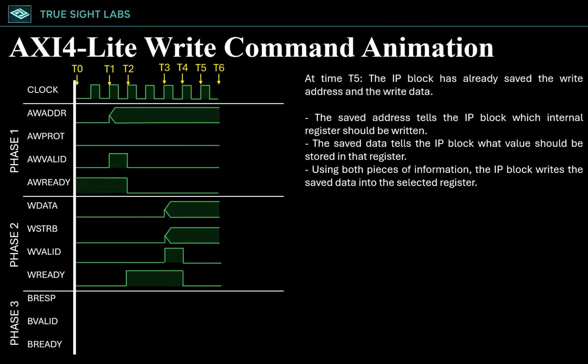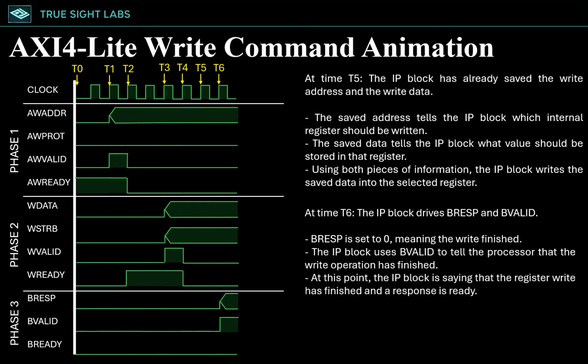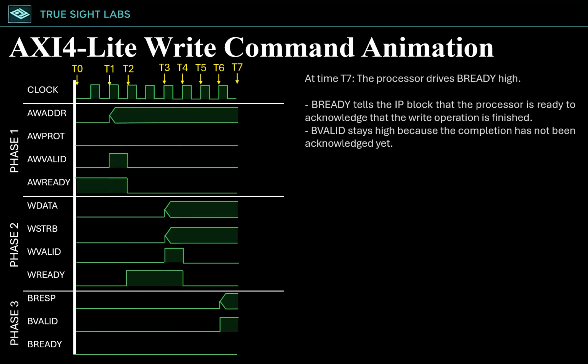At time t6, the IP block drives bresp and bvalid. Bresp is set to 0, meaning that the write is finished. The IP block uses bvalid to tell the processor that the write operation is finished. At this point, the IP block is saying that the register write has finished and a response is ready. At time t7, the processor drives BReady high. BReady tells the IP block that the processor is ready to acknowledge that the write operation is finished.